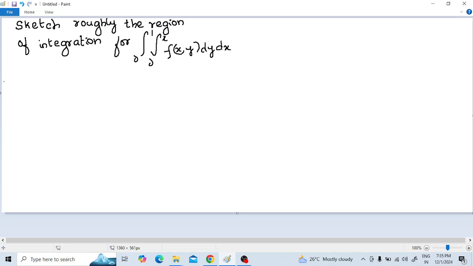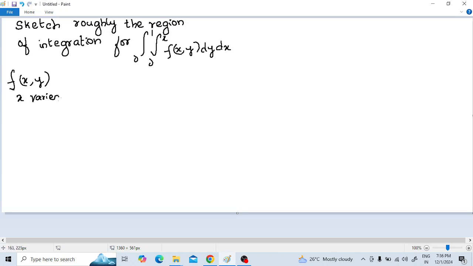So in this problem, you can observe that the given function is f of x comma y. So the function depends upon the variable x and y. So we need to draw the region of integration.